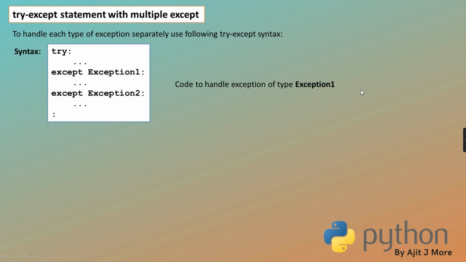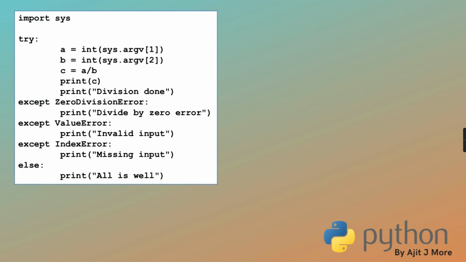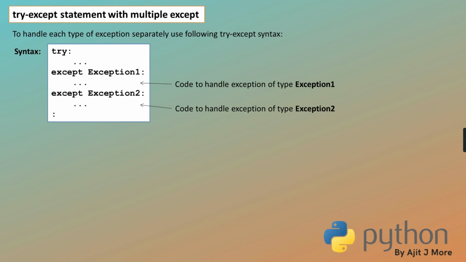The code to handle exception of type 1 will go there. Code to handle exception of type 2 will go there. Okay. Now one illustration I'll take to explain this, multiple exceptions. But before that, I have to tell you about command line arguments. Command line arguments means when you pass some value to the script from the command prompt. Command prompt means your shell prompt.